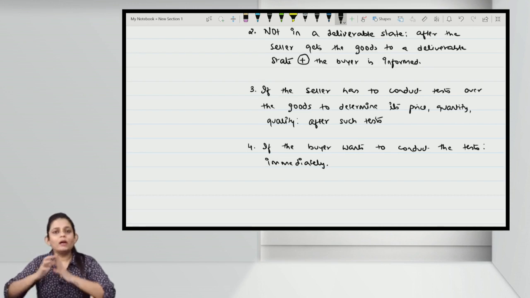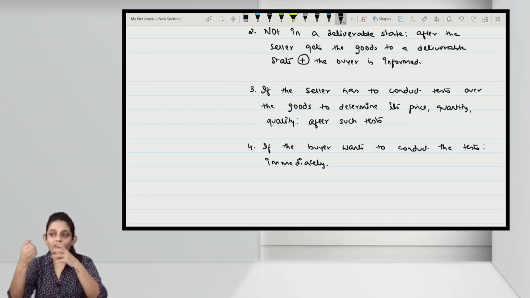Immediately. Ma'am, but this is not correct. No, ma'am. Buyer has a right to examine the goods. After all, he's accepting the goods. He has a right to examine. Definitely, he has a right to examine. And I totally agree to what you say.